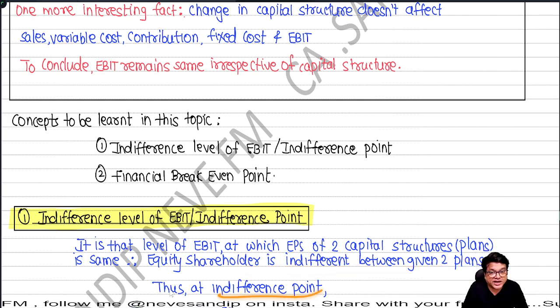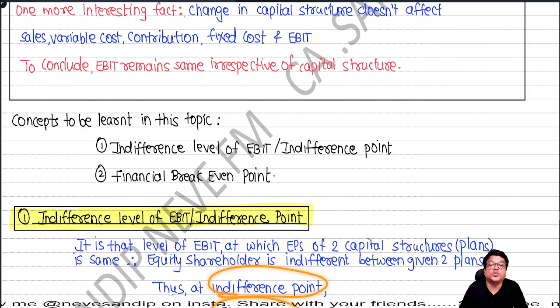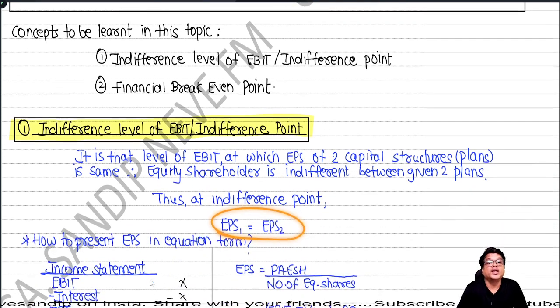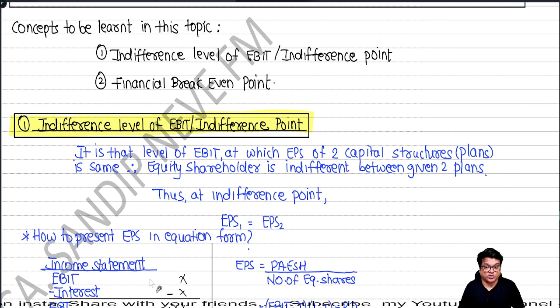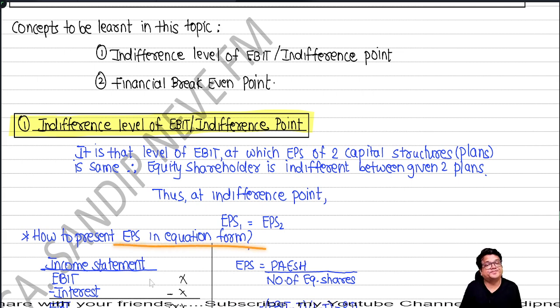Thus, what happens at the indifference point? EPS 1 is equal to EPS 2. We had discussed this also. How to present EPS in an equation form? How will we do it?